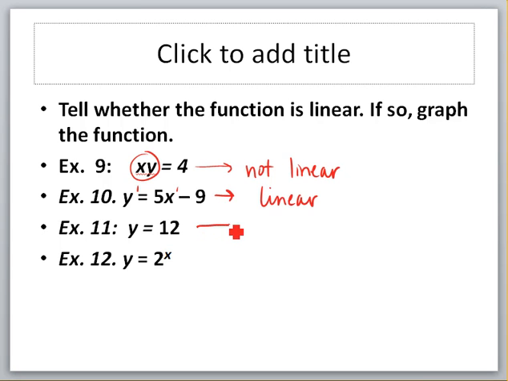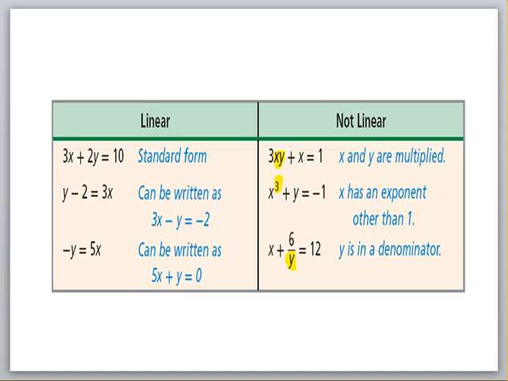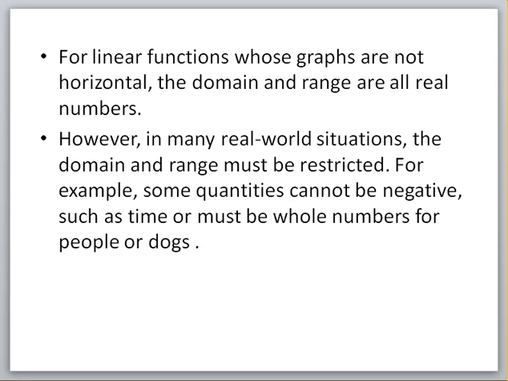The next one, this one is also linear. Even though there's not an x, there is a y value to the first power. There doesn't have to be an x value. And this last one, because this exponent has a variable in it, it is not linear. So I'm going to review those back here again. It is not linear if you have two variables multiplied together, if you have an exponent other than a 1, or if your denominator has the fraction, or has the variable in the bottom of the fraction.